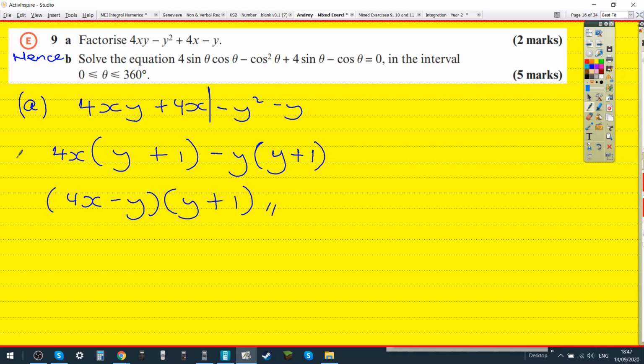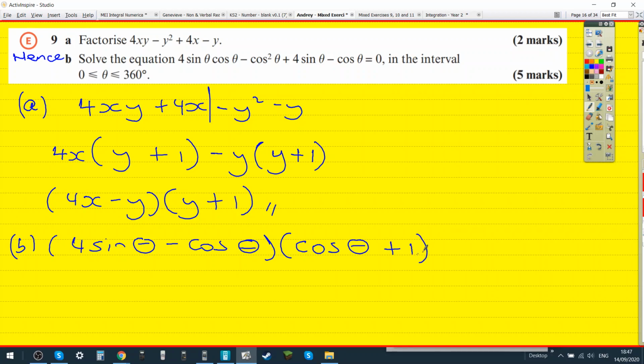Well, it's not the same format, or sort of. What is x? What is y? X is sine theta, y is cos theta. Yep. So we can just do 4 sine theta minus cos theta, brackets, cos theta plus 1 equals 0. Do we have to then solve for theta? Yep.